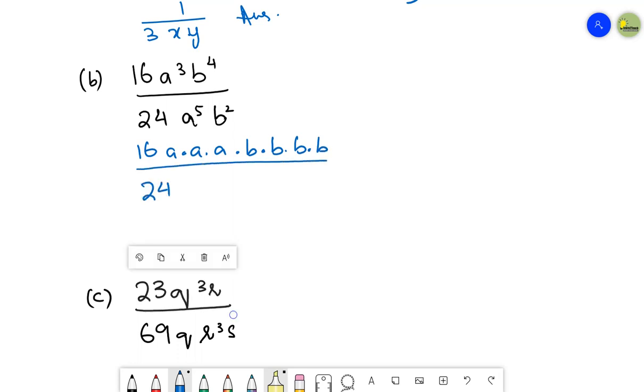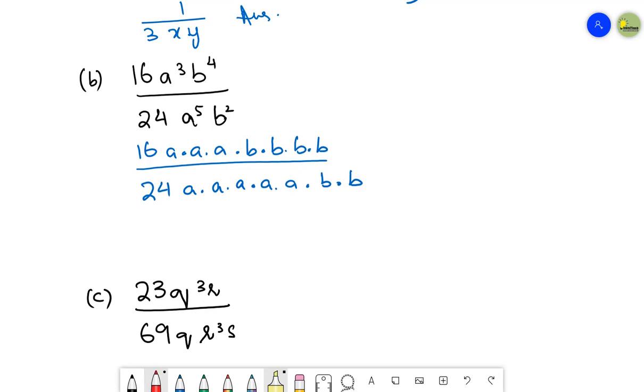Then you have 24. A raised to the power 5 means that 5 A's are multiplying with one another. And you have B square, that means 2 B's are multiplying. So this is how you can write the expanded form of the given variables.